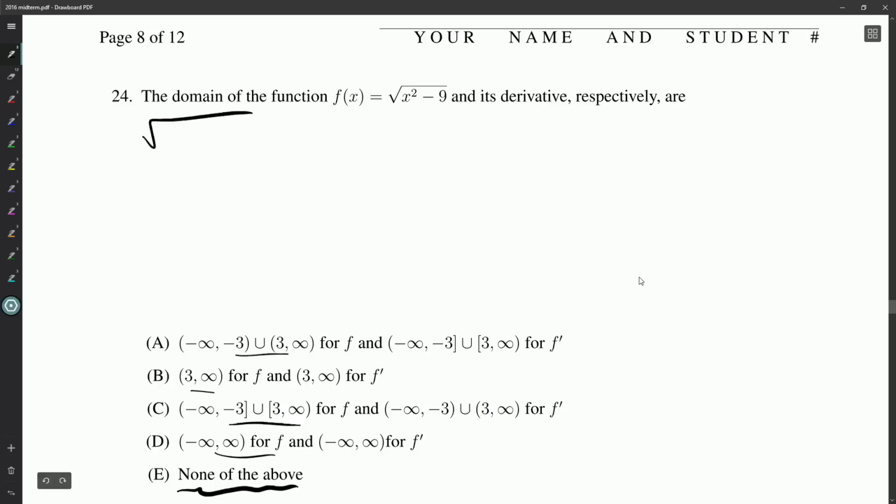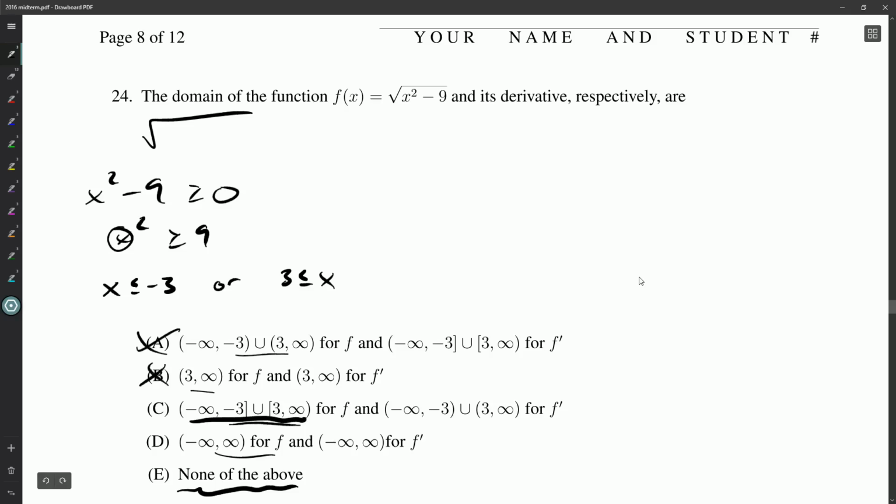All right, so what values can I plug into the root function? Well, anything greater than or equal to 0. So I need x squared minus 9 to be greater than or equal to 0. Okay, so x squared needs to be greater than or equal to 9. So I just need to plug in values for x that are greater than or equal to 3 in absolute value. So x could be less than or equal to negative 3, because think of something like negative 4. Negative 4 squared is greater than 9. Or the x values could be greater than or equal to 3. So that would, to me, suggest that C is our answer.